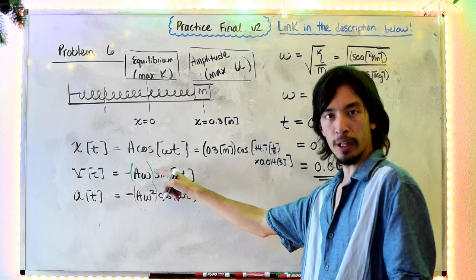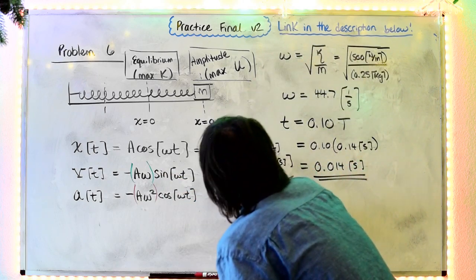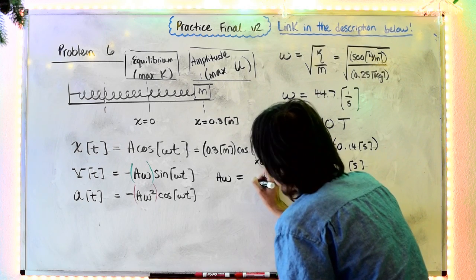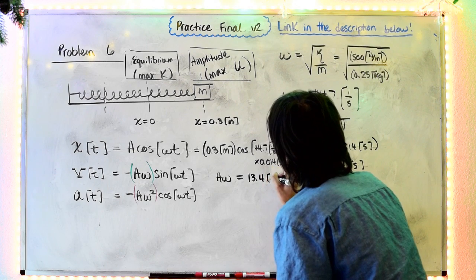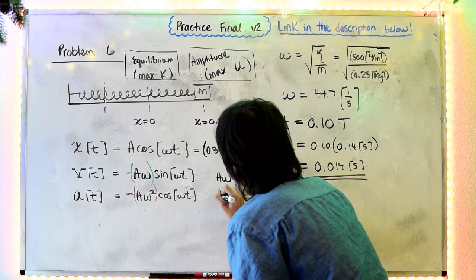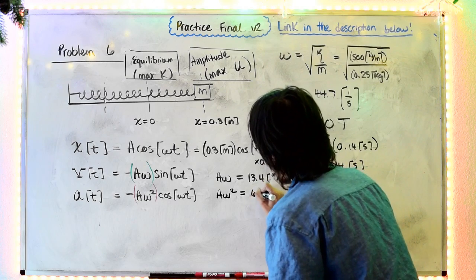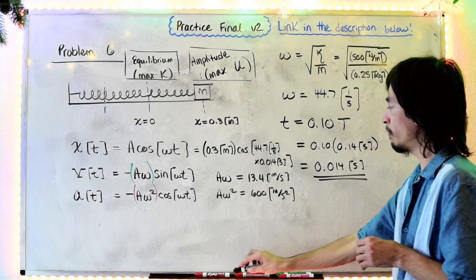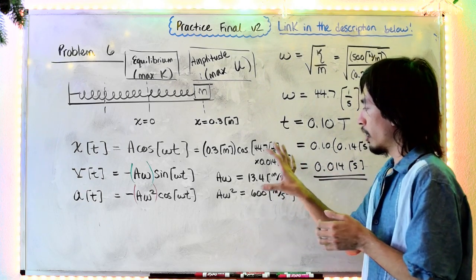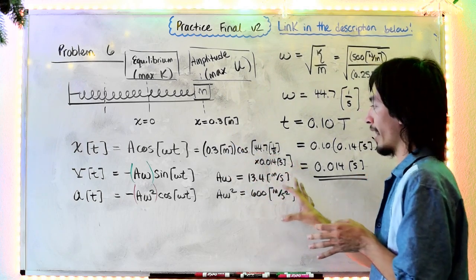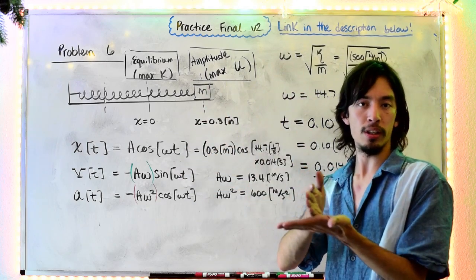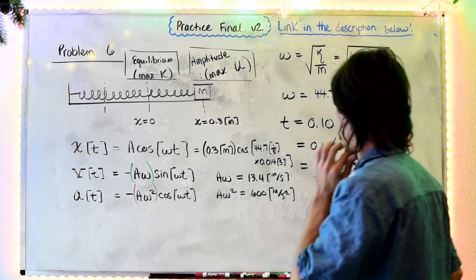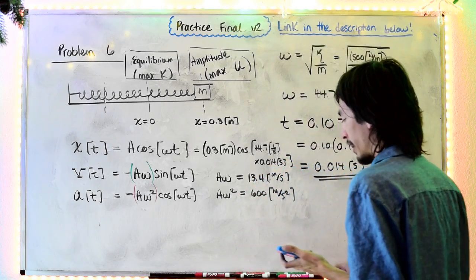We're going to repeat that for here and for here, but A omega is V maximum, which is 13.4 meters per second, and A omega squared is the maximum acceleration, which is 600 meters per second squared. Once we plug in all these values to each of these functions, you'll get the position, the velocity, and the acceleration at any given time. So if we make a quick calculation for each of those, we'll get the answers to all these.